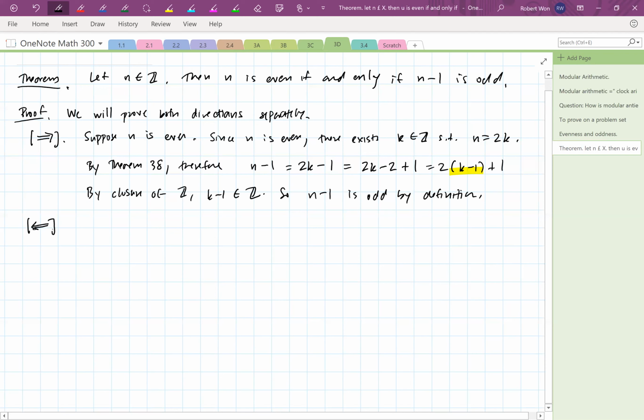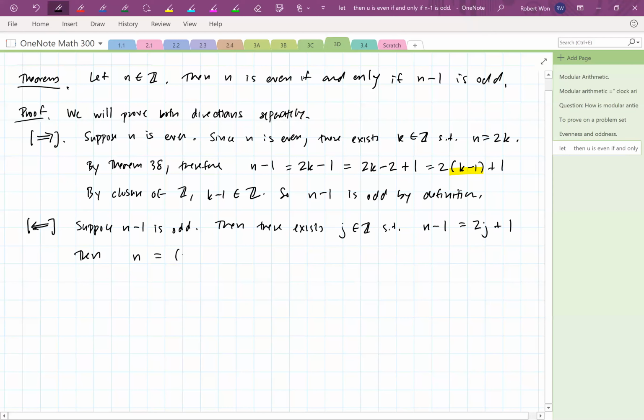The reverse direction is: suppose n minus 1 is odd. Then there exists an integer k such that n minus 1 equals 2k plus 1. Maybe this would be okay, but to be very clear, I'll use a different letter here, j. Then n, which is n minus 1 plus 1, is the same thing as 2j plus 1 plus 1, which is 2j plus 2, which is 2 times j plus 1.